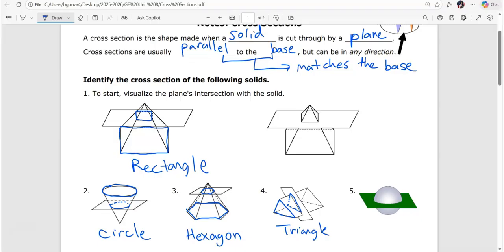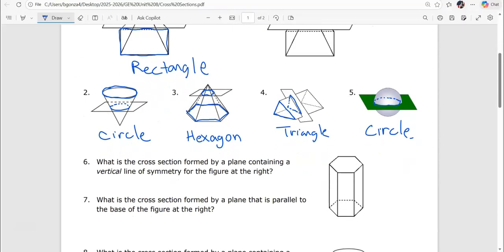Okay. Think of like an Easter egg. You pop them open, and what's the edge? It's a circle, right? Or an oval. Anyway, circle. When you cut this, it's half, but then it goes all the way around, right? Circle. So the big thing, when you cut parallel to the base, it matches the base. Okay, so that's 1 through 5.